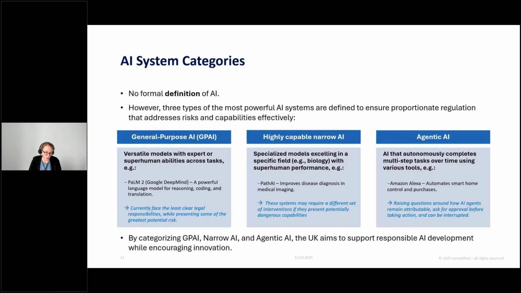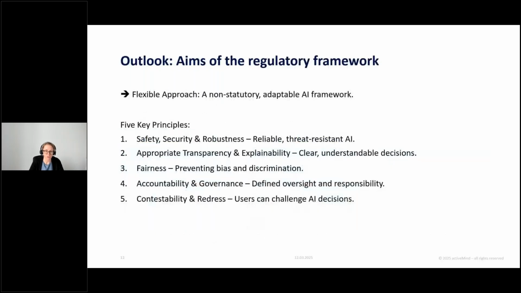If we have a look at the outlook aims of the current regulatory UK framework, as I said, it's a flexible approach, it's a non-statutory adaptable AI framework, and those 5 key principles you need to take care of are safety, security, and robustness, meaning AI systems should function in a safe, secure, robust way. They should be reliable and threat resistant. Here you need to take care of cybersecurity issues. You should implement risk management and also adhere to technical standards that will be the requirement by the regulatory bodies.